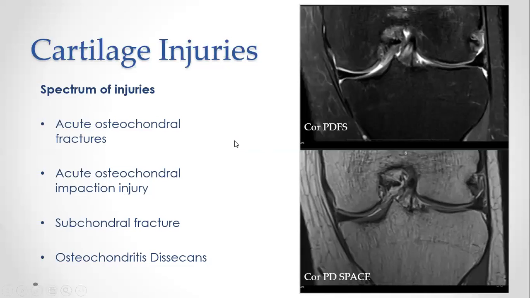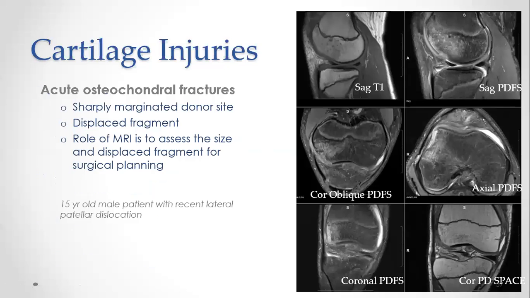There's a spectrum of injuries if the cartilage is subjected to an external force. There is a range of injuries that can happen, ranging from an acute osteochondral fracture to acute osteochondral impaction injury, subchondral fracture, and osteochondritis dissecans, depending on the severity of the injury and the duration it took.